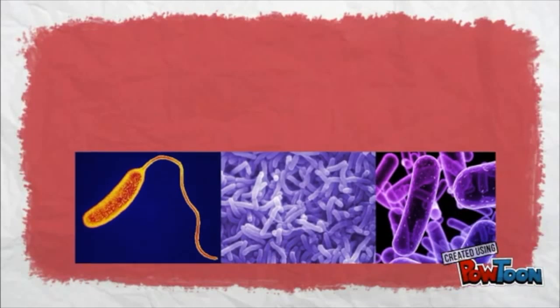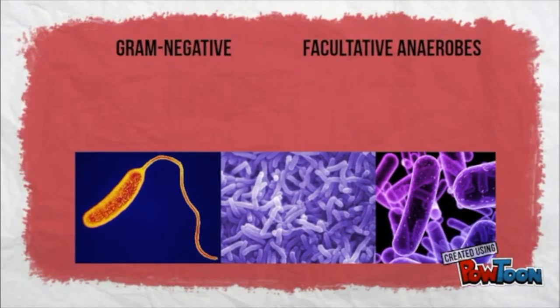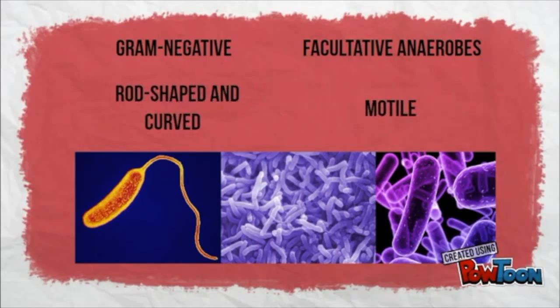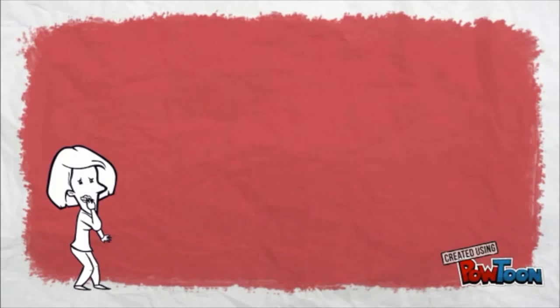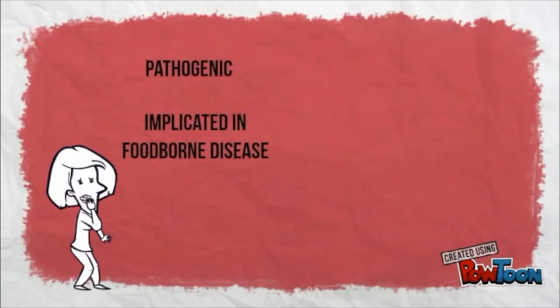Vibrio are gram-negative facultative anaerobes. They are curved, rod-shaped. They are motile. Most have a single polar flagellum when grown in liquid medium. Many Vibrio species are pathogenic to humans and have been implicated in foodborne disease.